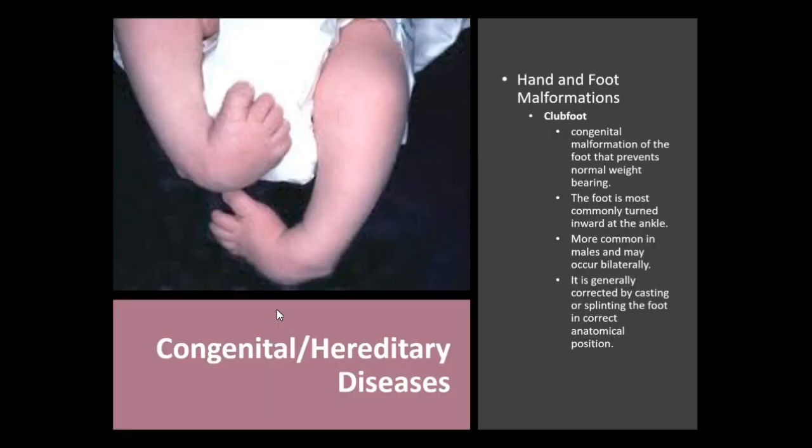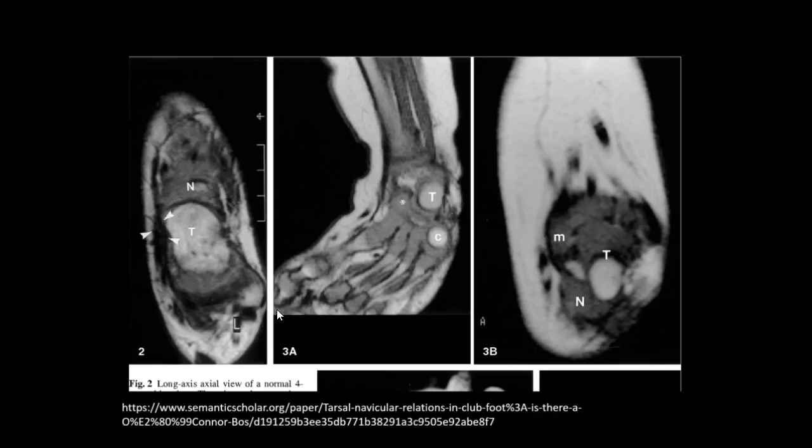We have clubfoot. It's a congenital malformation of the foot that prevents normal weight bearing. This foot is most commonly turned inward at the ankle. It's more common in males and occurs bilaterally. It's generally corrected by casting or splinting the foot in normal anatomical position. So here's some pictures of what it looks like on MR. So, ouch.